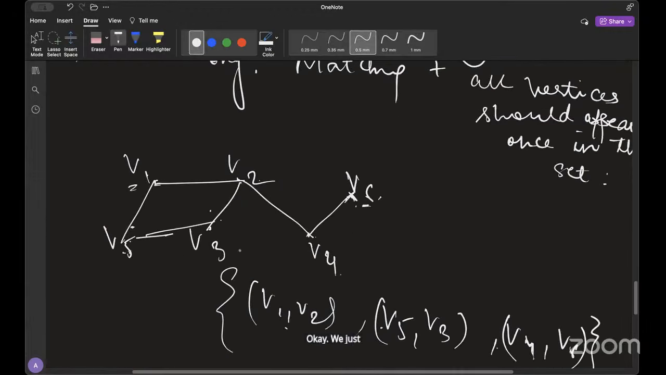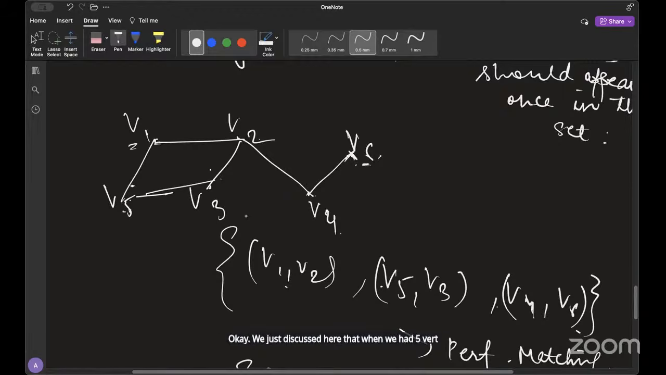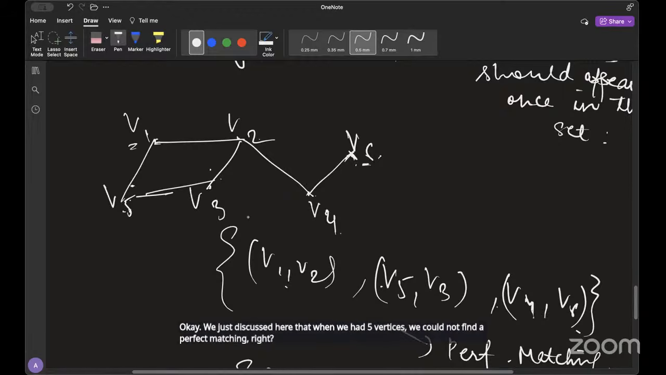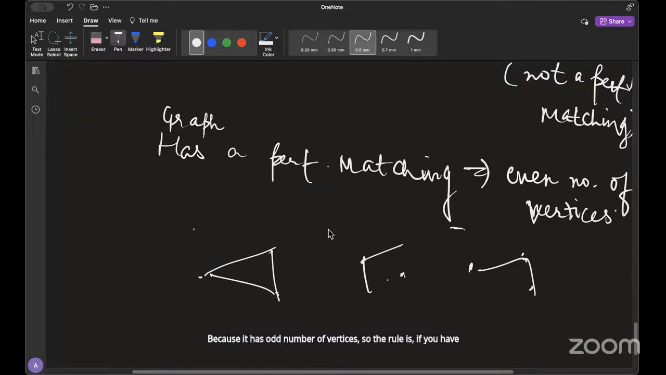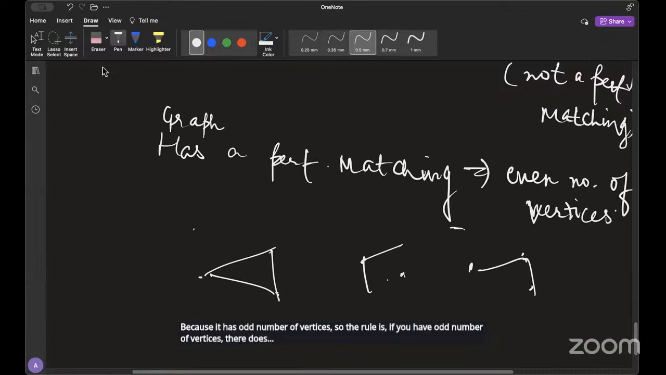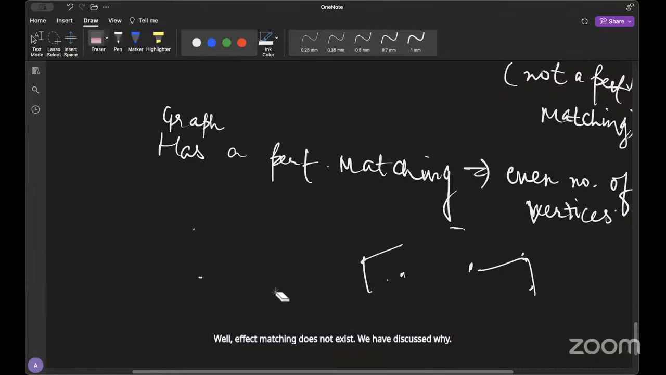We just discussed here that when we had 5 vertices, we could not find a perfect matching, right? No matter what your graph is, if you have, let's say, 3 vertices here, this or this or this or this, you cannot have a perfect matching because it has an odd number of vertices. So the rule is if you have an odd number of vertices, a perfect matching does not exist. We have discussed why, right? But if you have an even number of vertices, you cannot guarantee if a perfect matching will exist or not.